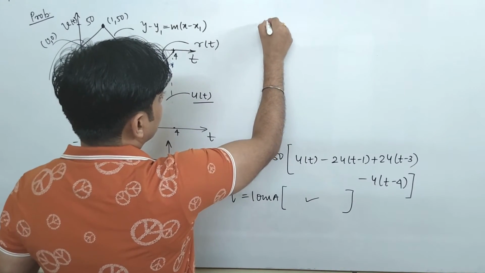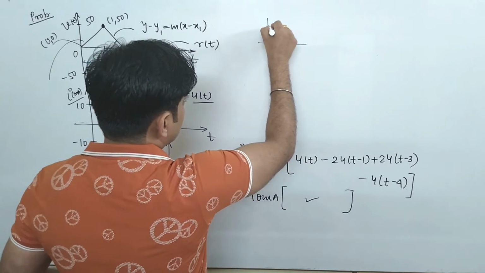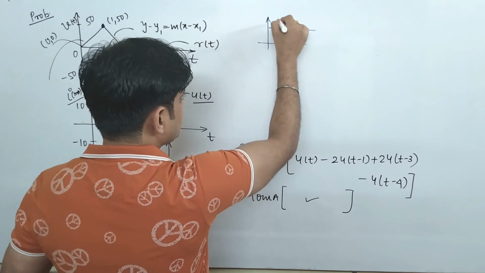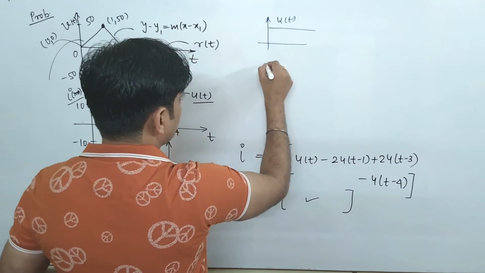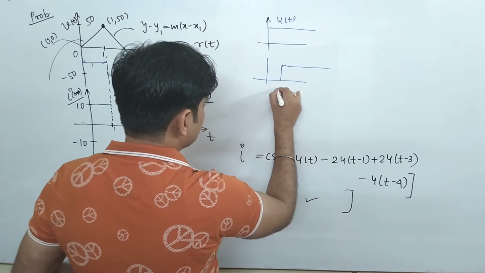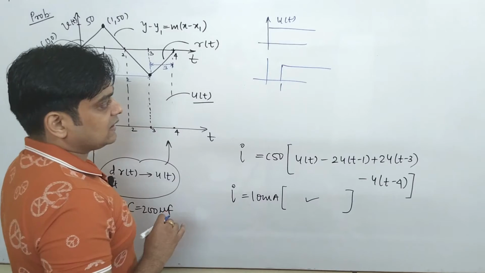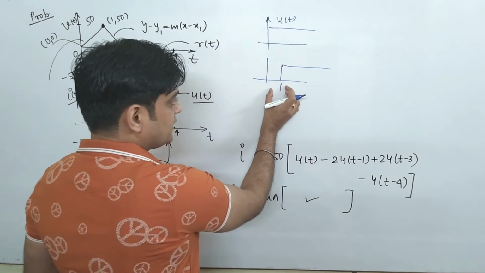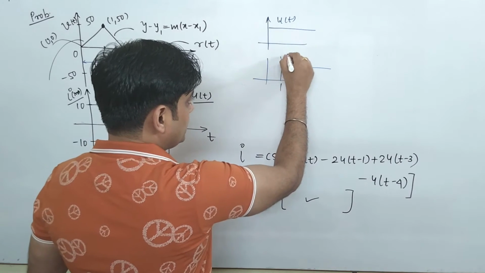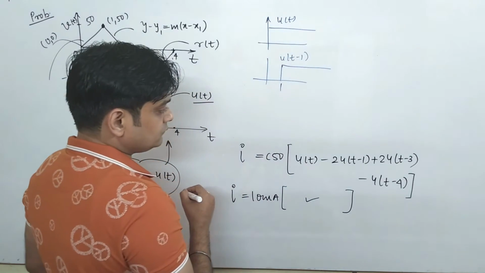See, this is your u(t). Okay, this is your u(t). And now I am talking about u(t minus 1). So t minus 1 means the signal will start from t equal to 1. So that is t equal to 1. Okay, this is u(t minus 1).